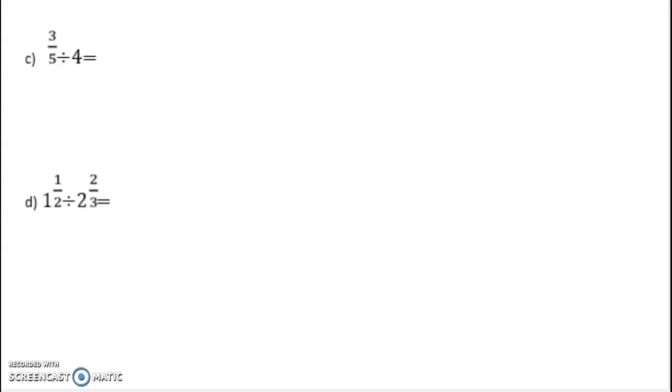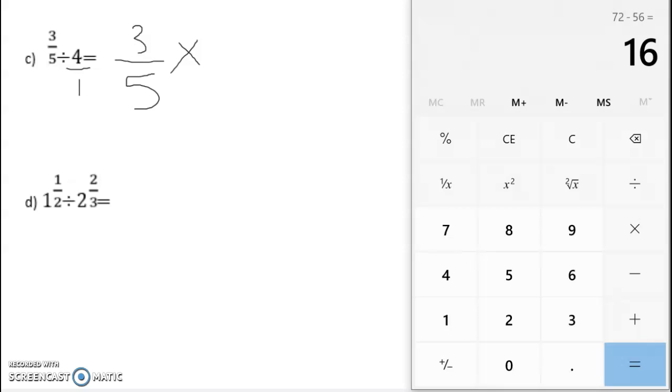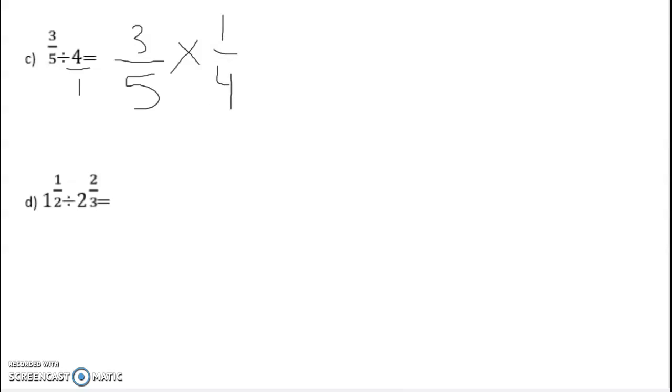And next question. So we have 3/5 divided by 4. So you're going to write 3/5. Instead of divide it by, you're going to multiply by the reciprocal. So remember, if there's nothing underneath the 4, we put a 1 there. Okay, and then so we can flip it. So instead of 4 over 1, it's 1 over 4.